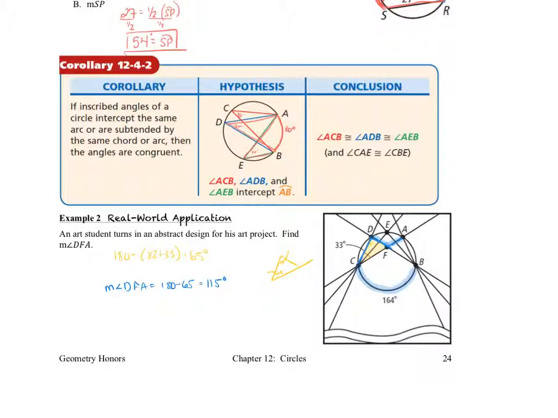Another thing you could think about is that was an exterior angle that we were looking for, and an exterior angle is equal to the sum of the two remote interior angles, so it would be like 82 plus 33. So that exterior angle is equal to 115 degrees.